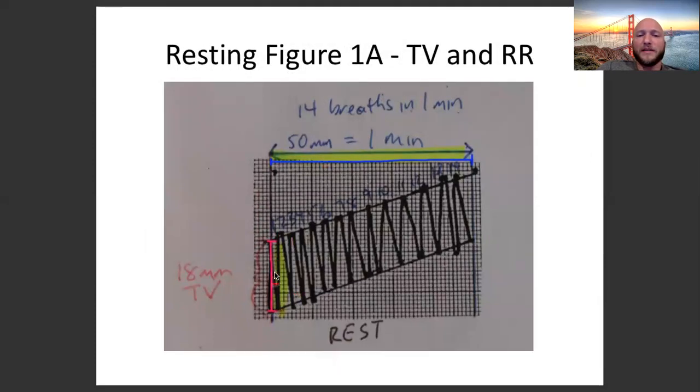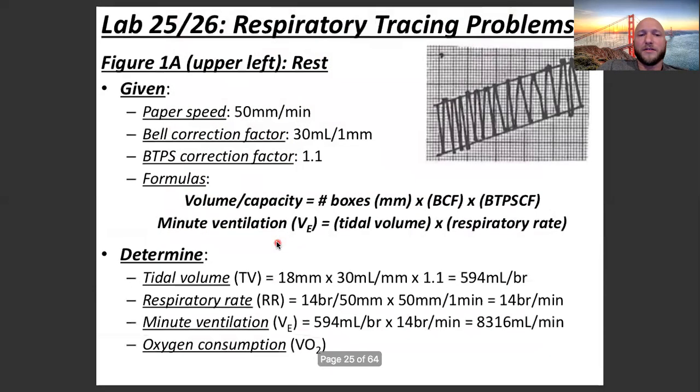We count 18 boxes up, so one cycle, how much up and down happens? 18, so tidal volume: 18 boxes times 30 milliliters per millimeter, so 30 milliliters per box, times 1.1 gives us 594 milliliters per breath. So this person, for every normal breath they have, 594 milliliters goes in and out.